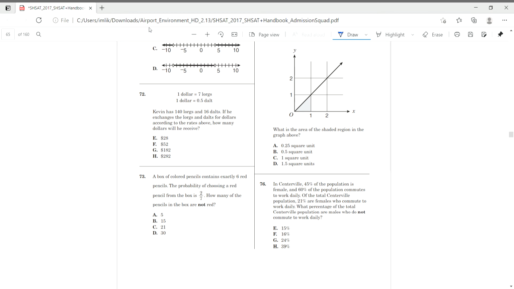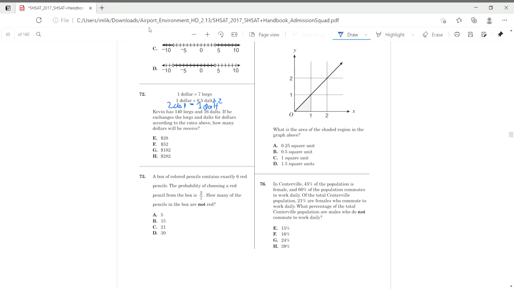But notice that $1 is equal to 0.5 dalts. I think it's easier to deal with whole numbers and not fractions, so I want to make this equal to 1 dalt, so I'll multiply this by 2. So now I know 1 dalt is equal to $2.